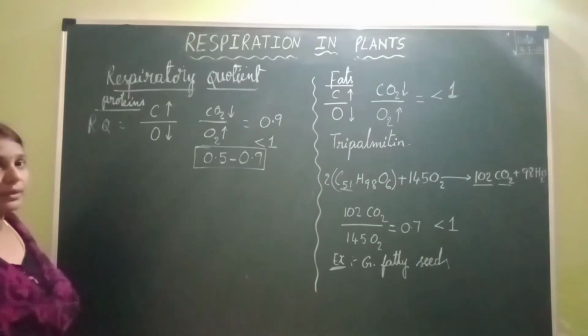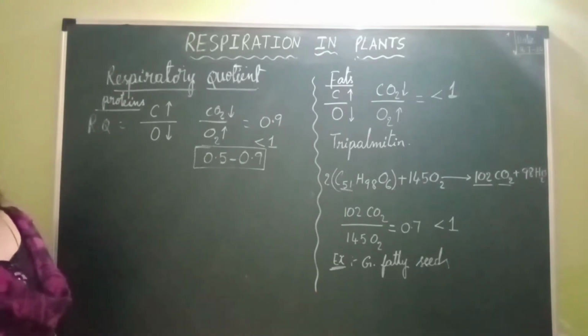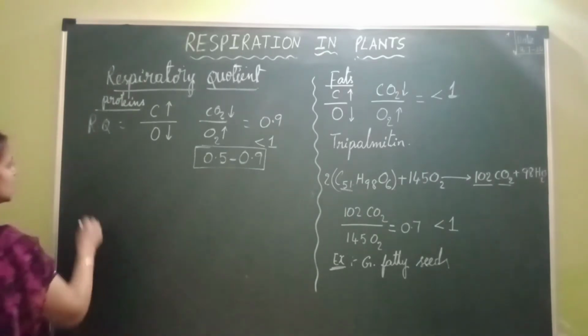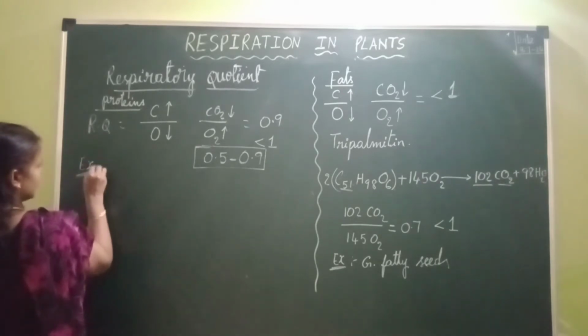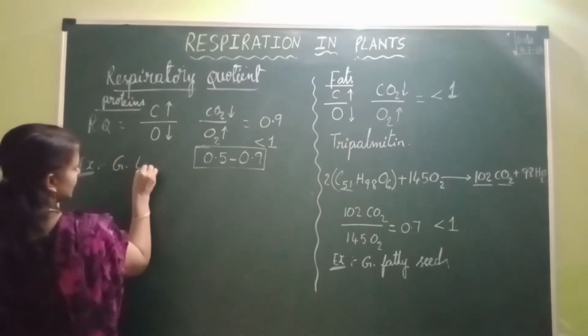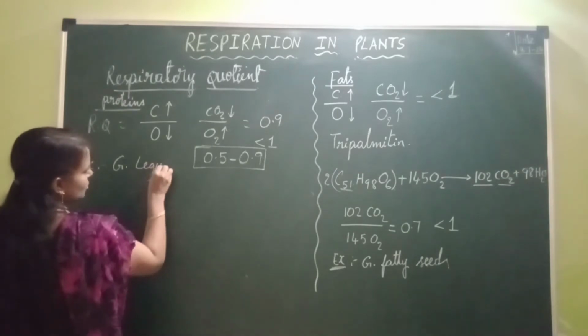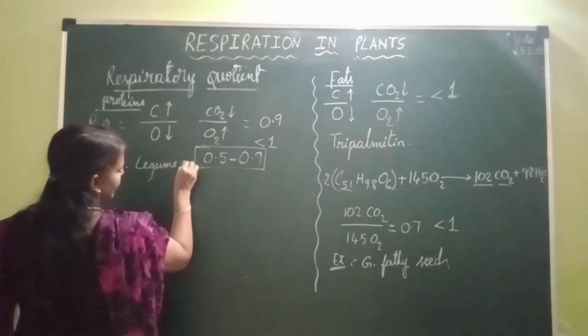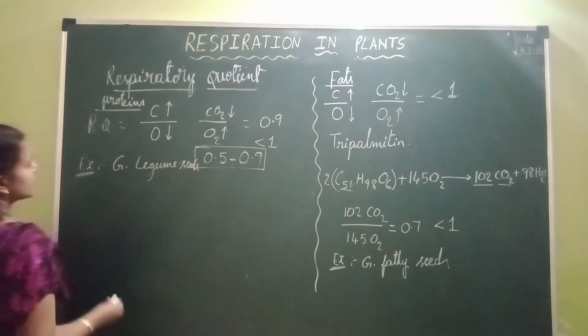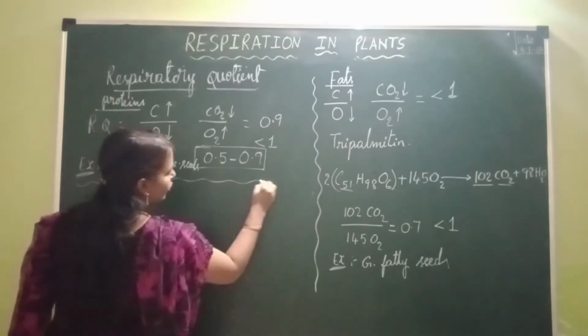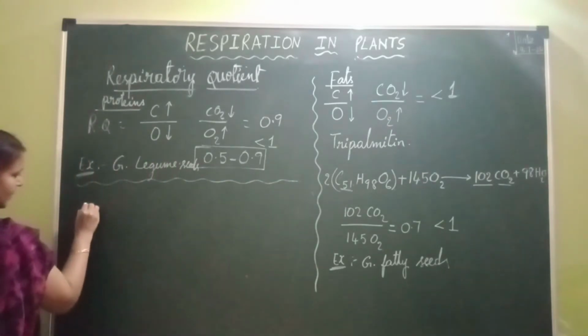So the best plant material to study the RQ value of proteins is germinating legume seeds, which store protein in them. Legume seeds, right. Next, coming to the RQ value of organic acids.